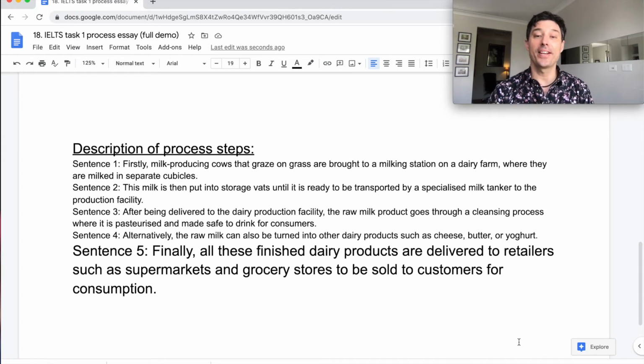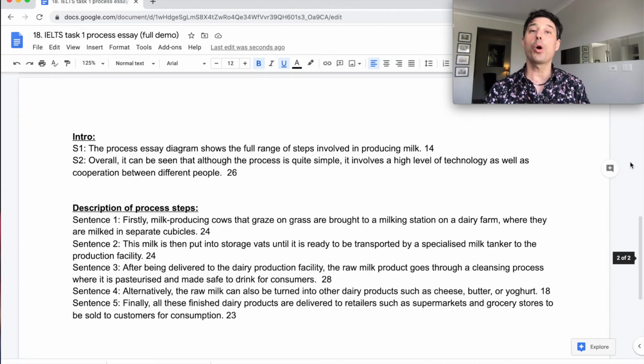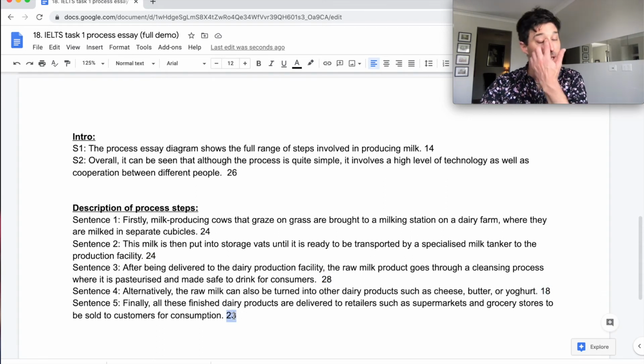Finally, all these finished dairy products are then delivered to retailers such as supermarkets and grocery stores to be sold to customers for consumption. Okay, so what we've written so far is about 157 words. Okay, guys, so I've broken it down. You can see the word count there: 14, 26, 24, 24, 28, 18, and 23. So it's not too big as it is right now. We could finish here if we wanted to.